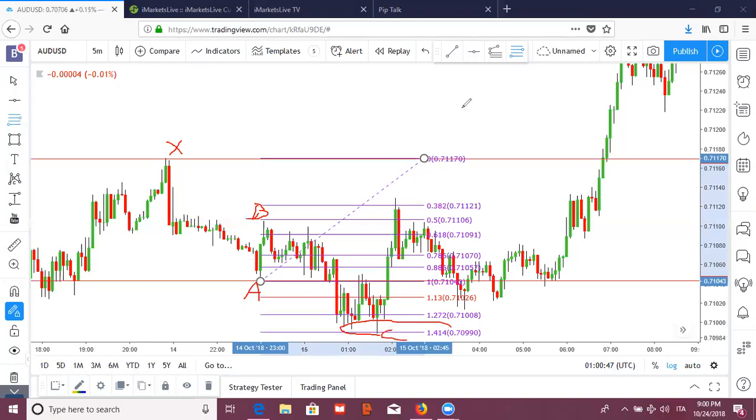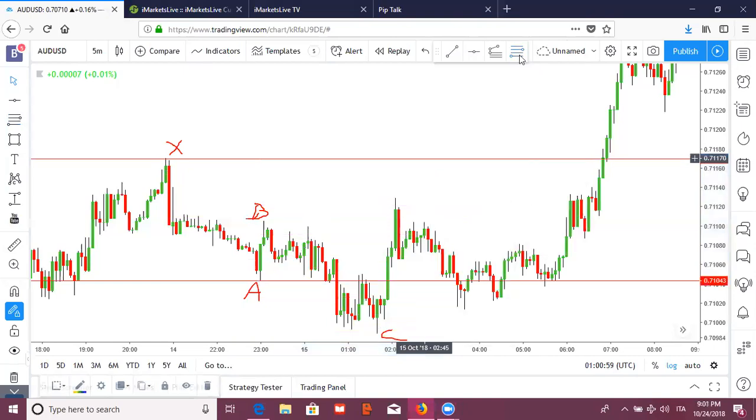So now we're looking for the completion move of this Cipher pattern. I really hope y'all are getting some type of value out of this because I'm trying to turn y'all into beast-ass traders, all right?